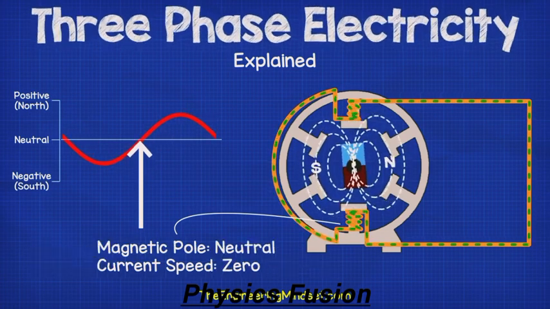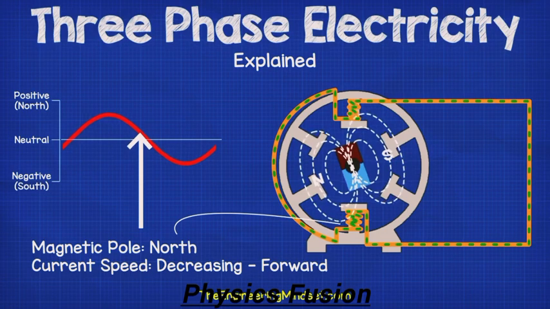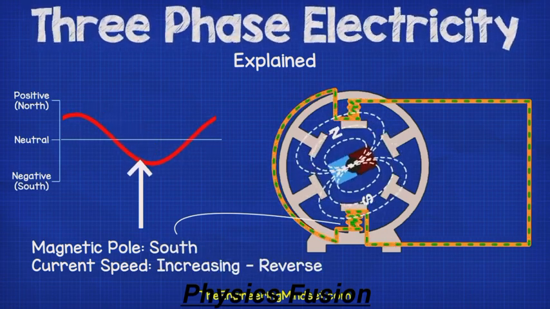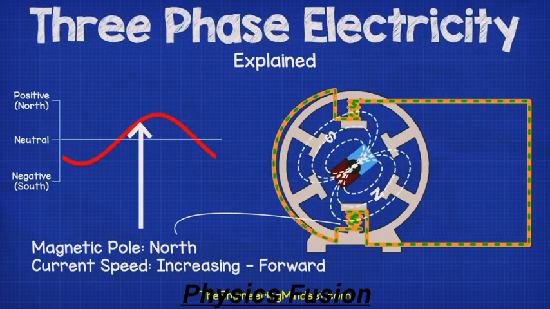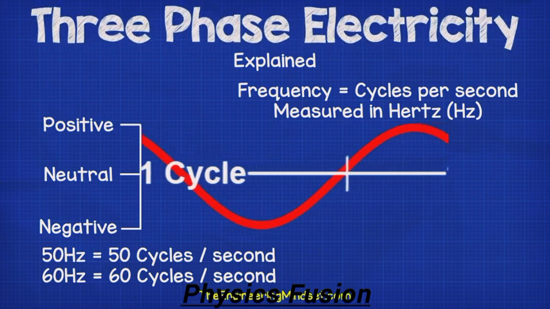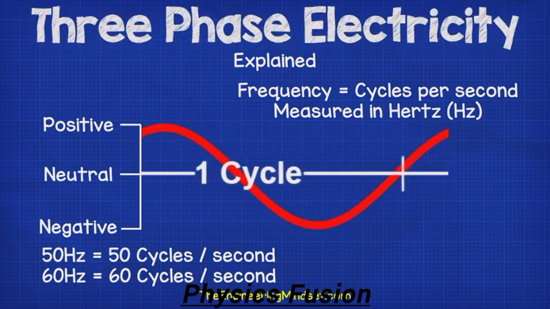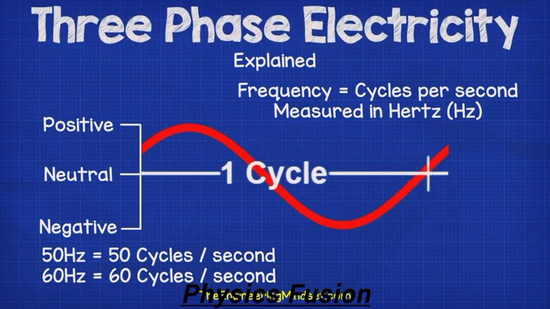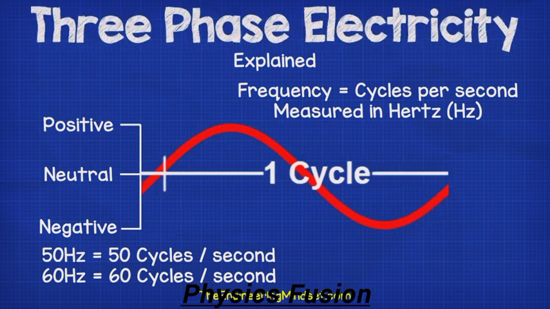After this comes the negative half, where the electrons speed up to the maximum point and then they begin to slow down again until the magnet has completed one full rotation, where this will then repeat. This complete rotation is known as a cycle, and the number of cycles per second is called the frequency, which is measured in hertz. You've probably seen 50 Hz or 60 Hz written on your electrical goods.